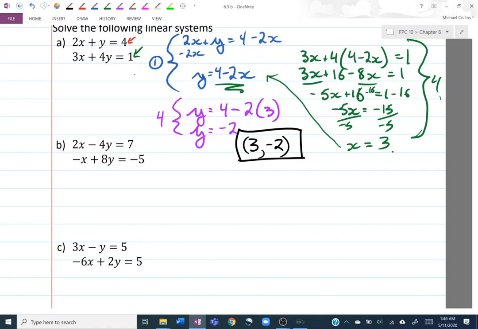B: 2x minus 4y is equal to 7, and negative x plus 8y is equal to negative 5. I'm not necessarily going to choose the easiest way this time. I'm just going to say, all right, this one is first, so I'm going to solve the first equation for x.